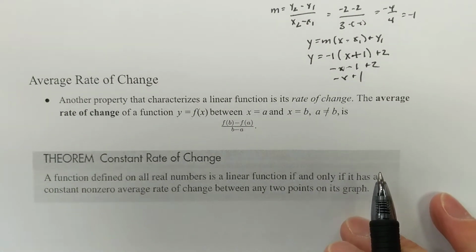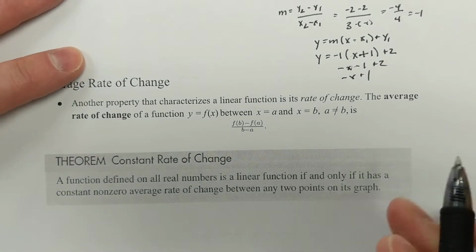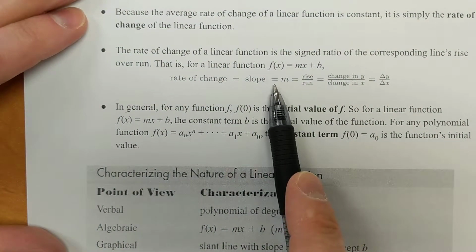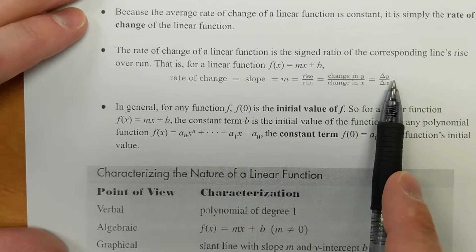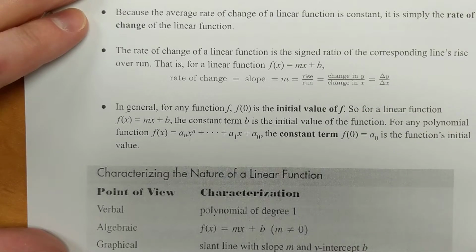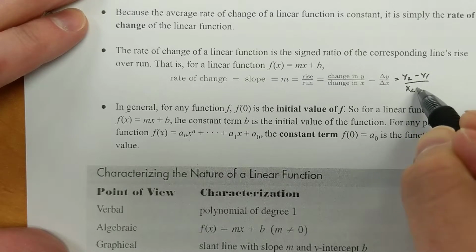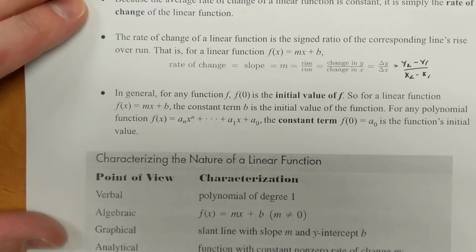Okay, so average rate of change. I'm not going to spend a whole lot of time going over this. It has this form, but average rate of change is the slope of the line. So that m equation we used before, which shows up right here, is just the rate of change. So it's the slope represented by m, rise over run, change in y over change in x, delta y over delta x, or the version we used, y2 minus y1 over x2 minus x1.